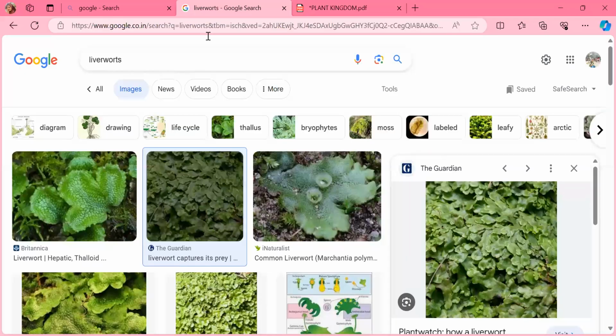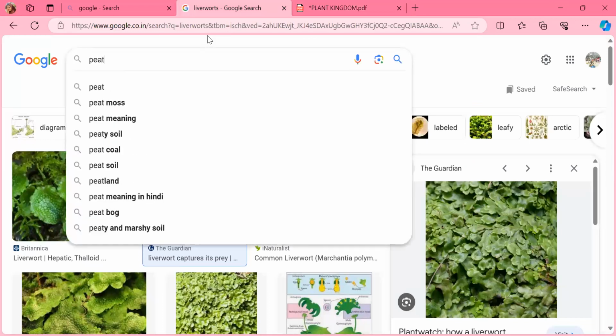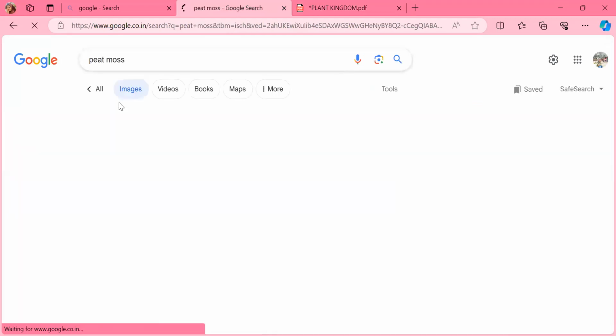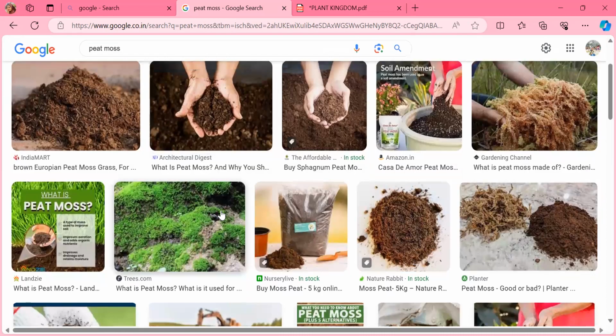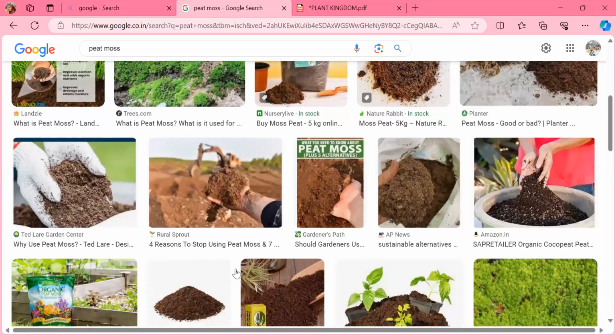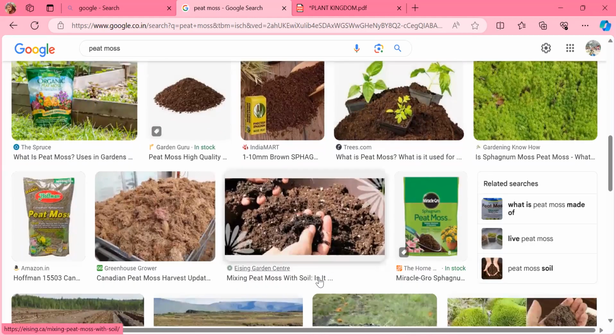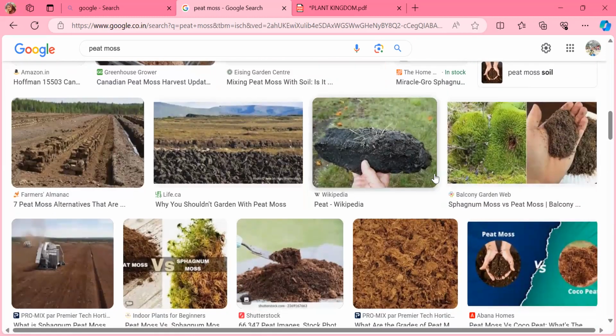Okay, now let me show you peat. Peat is a substance which is used as a form of fuel. First of all, let us look at the peat moss. See, this brown thing that you're seeing, this is the peat. It is produced by the peat moss, and it is used as fuel. Like when you burn it, it obviously inflames, gives us fire. Do you see this?